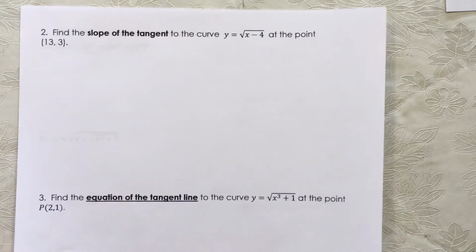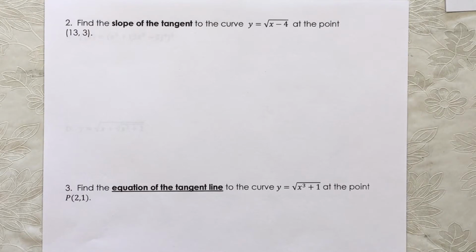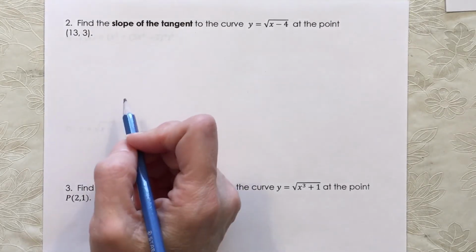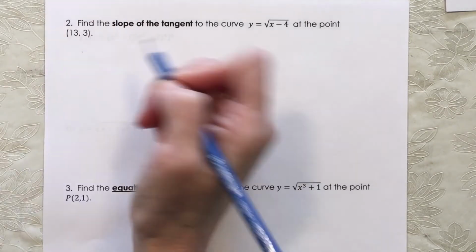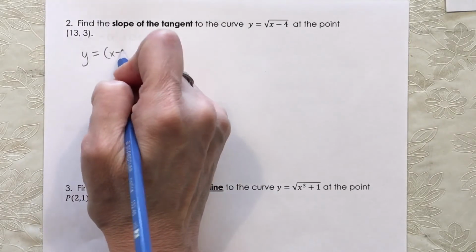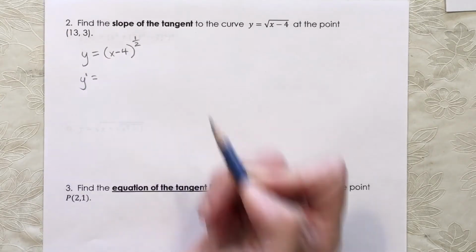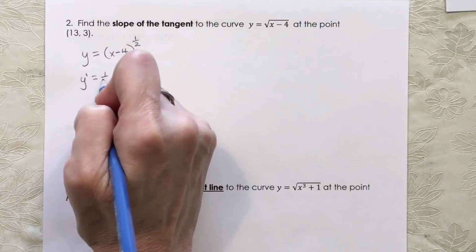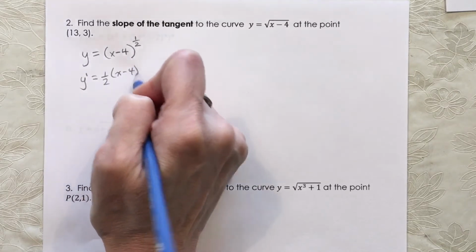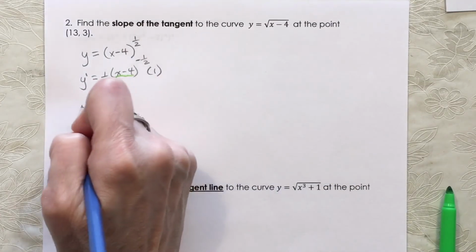Okay, so here's a little bit of an application. Find the slope of the tangent to the curve y equals the square root of x minus 4 at the point 13,3. So first, to find the slope of the tangent, we have to find the derivative. So I would want to write it as a power function first. Then I would want to find y prime, the derivative. So that's going to be 1/2 times x minus 4 to the negative 1/2. And then times the derivative of what's inside, which is a 1.